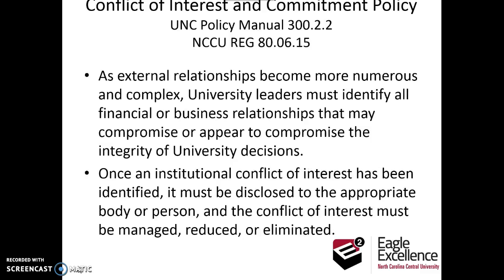The sheer number of relationships, both business and personal, involved in the UNC system requires that certain members of the university community identify all relationships that may compromise or appear to compromise the integrity of university decisions. Once identified, these conflicts, or potential conflicts, must be disclosed to the employee's immediate supervisor, who makes a determination as to whether a conflict of interest or commitment exists. Human Resources will then take the necessary actions to manage, reduce, or eliminate any such conflicts.